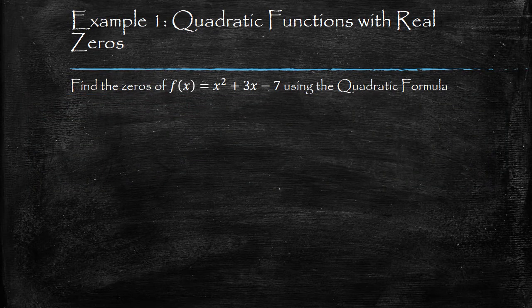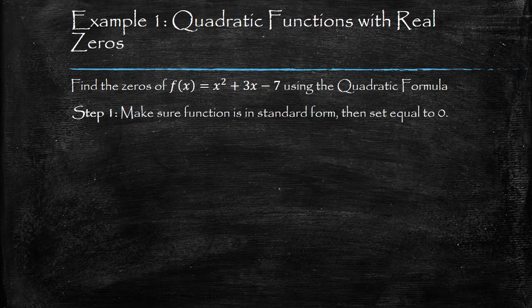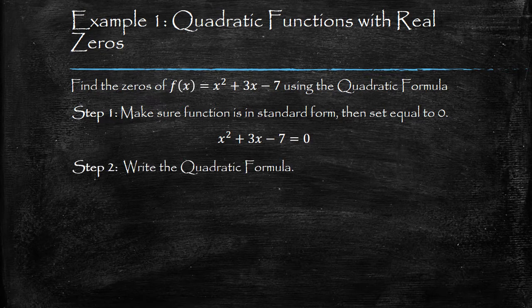Okay? So let's use it. We're going to find the zeros of f of x equals x squared plus 3x minus 7 using the quadratic formula. A lot of you, this is going to be your favorite way of solving anything because it's very cut and dry. So make sure your function's in standard form and set it equal to 0. So in doing that, I get x squared plus 3x minus 7 equals 0.